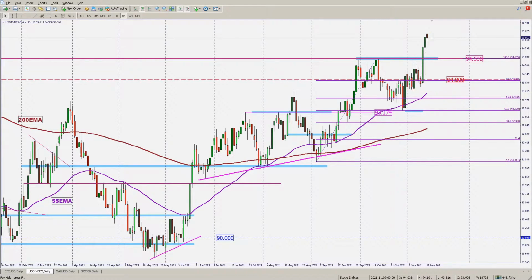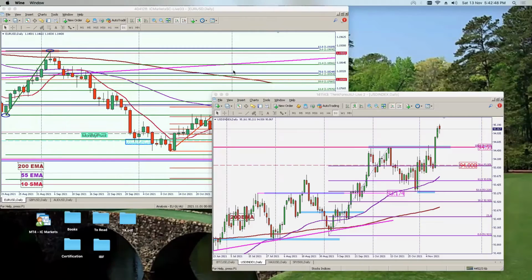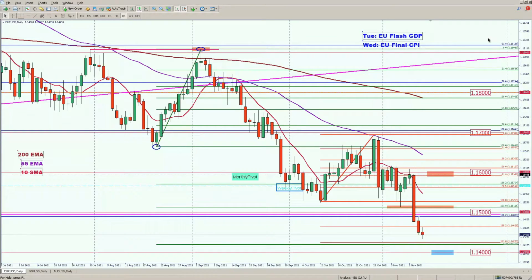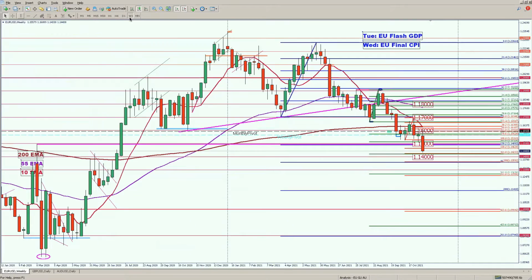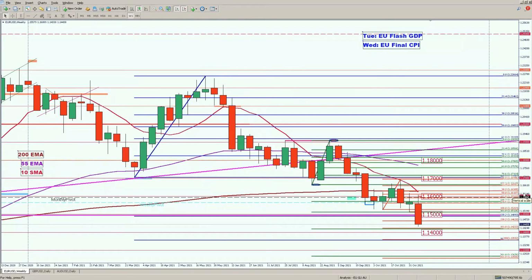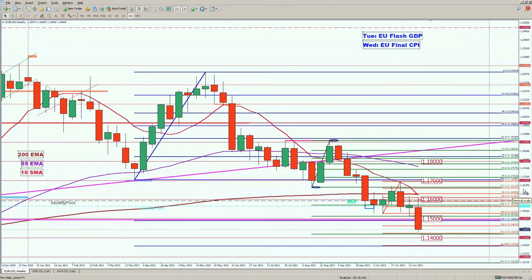Okay, let's move back to the Euro and take a quick look again at the weekly time frame. And yes, so 114 is within sight, and then below that at the 113.60.